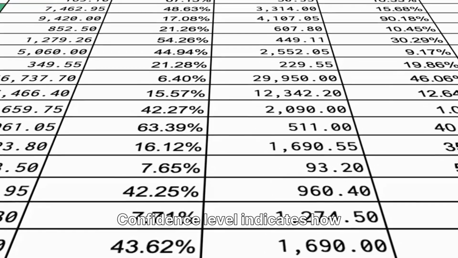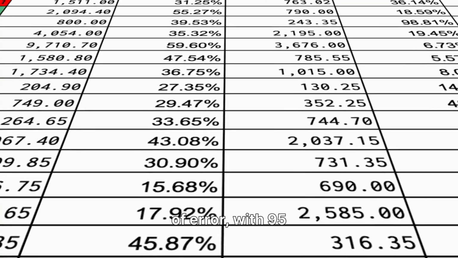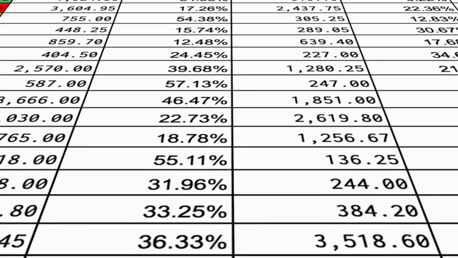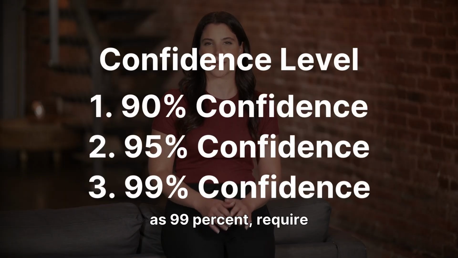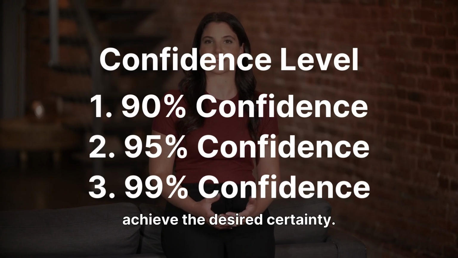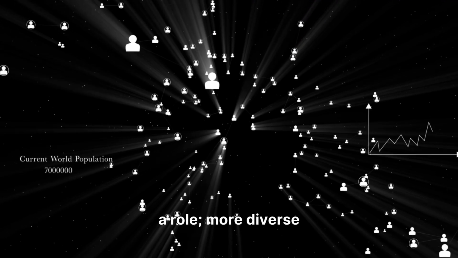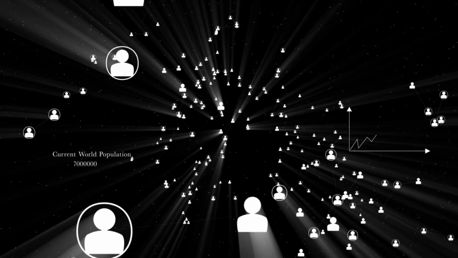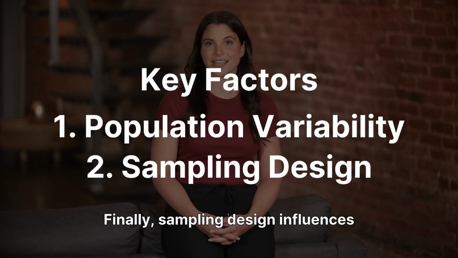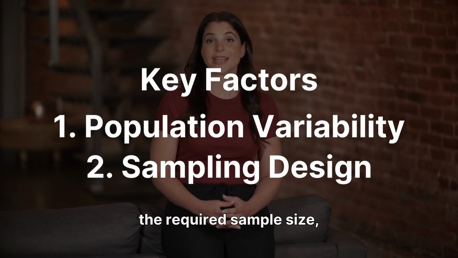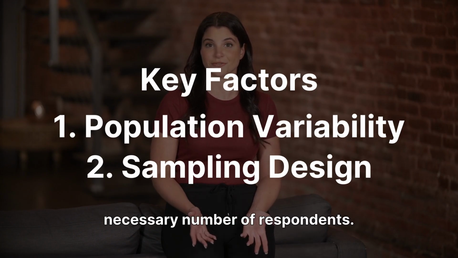Confidence level indicates how sure you are that the true population parameter lies within the margin of error, with 95% being the industry standard. Higher confidence levels, such as 99%, require larger sample sizes to achieve the desired certainty. Population variability also plays a role. More diverse populations with smaller effect sizes demand larger samples for precision. Finally, sampling design influences the required sample size, with methods like stratified sampling potentially reducing the necessary number of respondents.